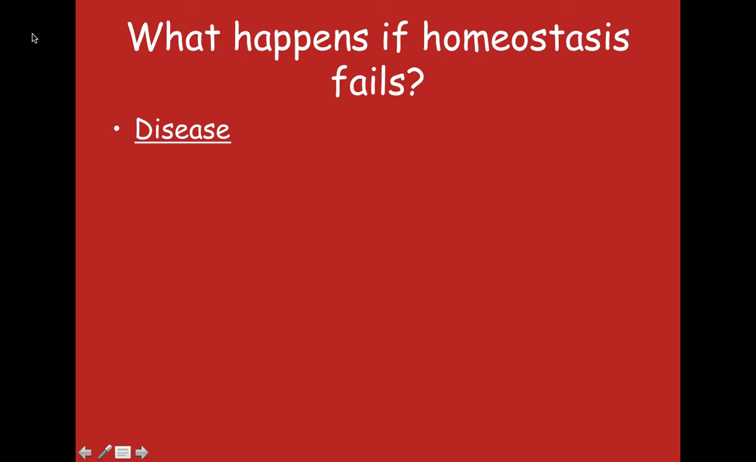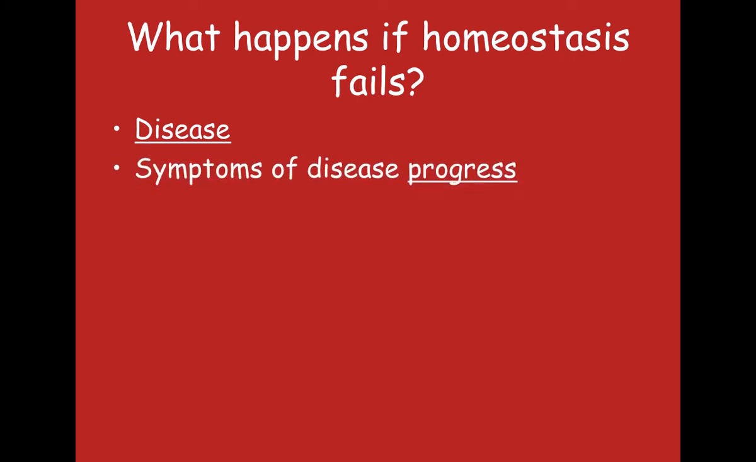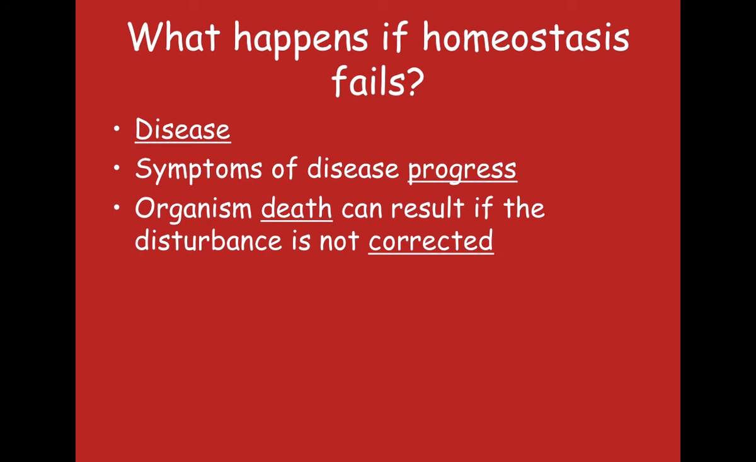Getting sick or getting a disease, whether it's cancer or any illness, the cold, the flu, is a result of a disturbance in the homeostasis of that organism. If homeostasis fails and we get a disease or an illness, what typically happens is if we do nothing, the symptoms of the disease are going to progress. In other words, those symptoms are going to continue to get worse and worse over time unless something is done. If that happens, organism death can actually occur.